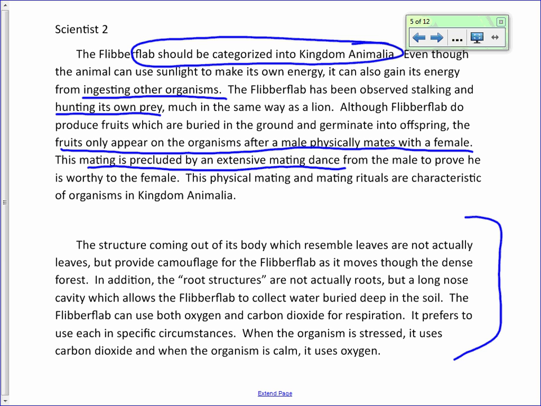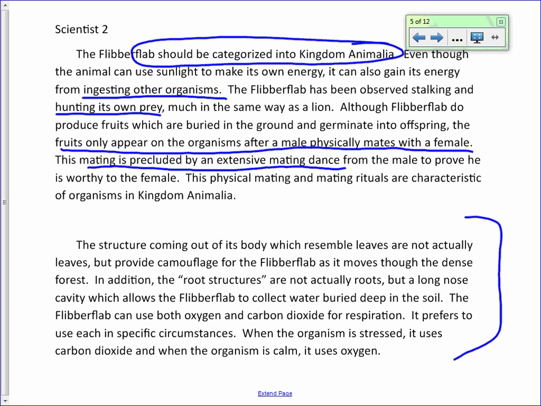All right, let's take a look at the second paragraph and finish the rest of these. The structure coming out of the body, which resembles leaves, are not actually leaves, but provide camouflage for fertility plants as seen through the dense forest. In addition, the root structures are not actually roots, but a long nose cavity, which allows the fruit flies to collect water very easily from the soil. The fruit flies use both oxygen and carbon dioxide for respiration, and use each in specific circumstances. When the organism is stressed, it uses carbon dioxide, and when the organism is calm, it uses oxygen.